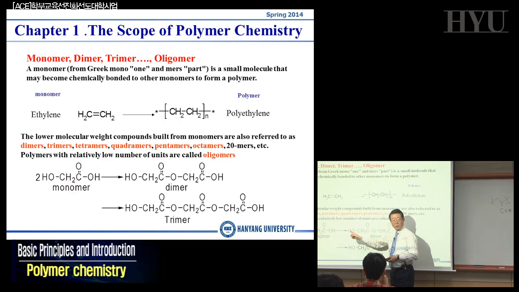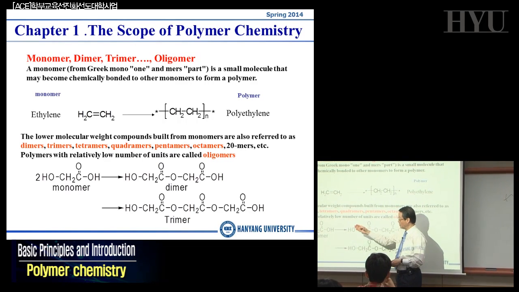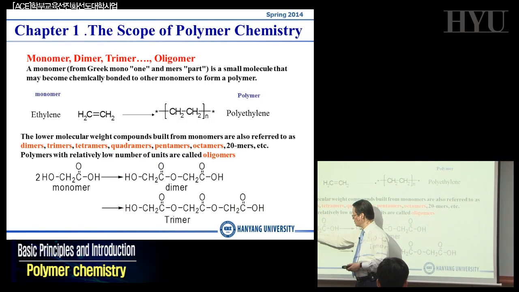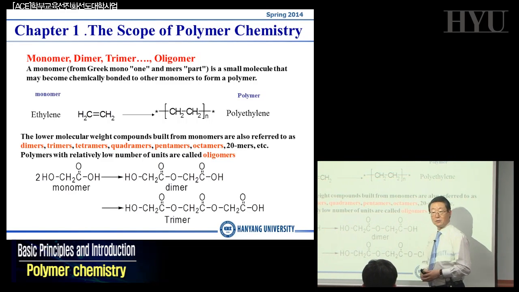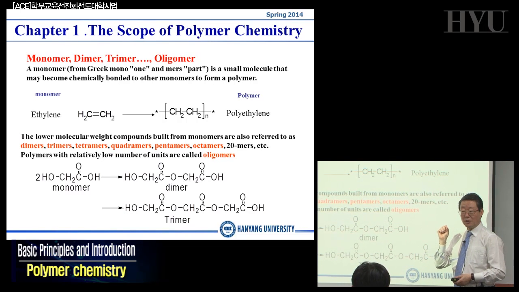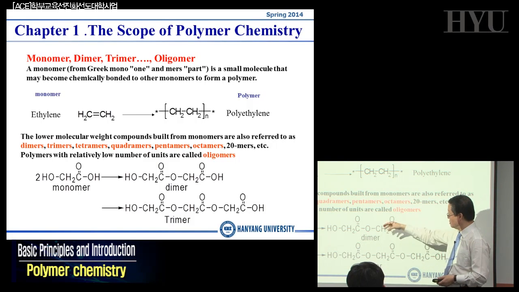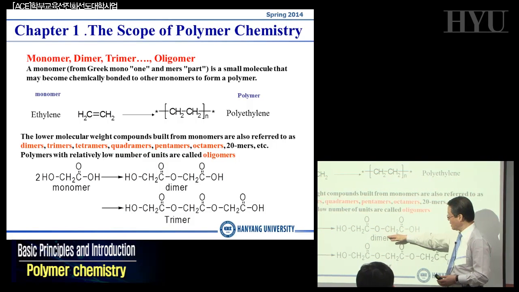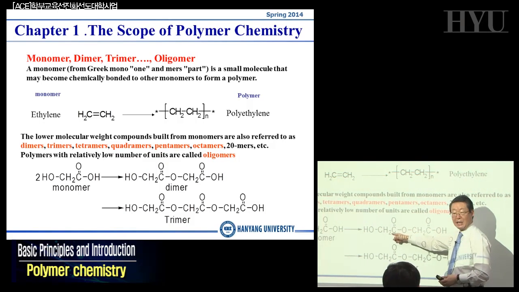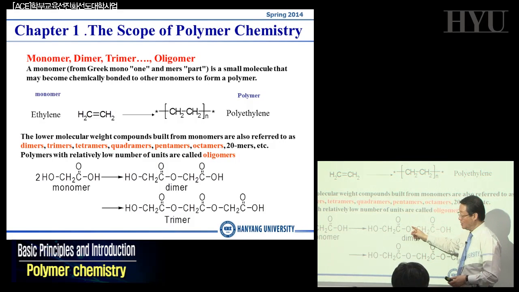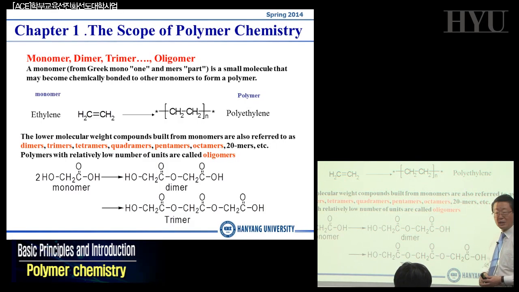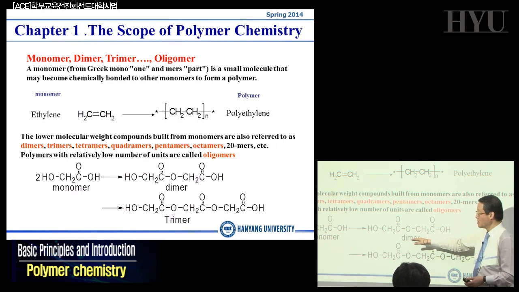If you have only one monomer, then there is no reaction. But if you have two monomers or a higher number, then this hydroxyl, because of the two unshared electrons, becomes a nucleophile, so that it attacks the carbonyl. You remove water out of these monomeric units, so it becomes an ester. We call this an ester unit. You still have a hydroxyl and a carboxylic acid. We call this a dimer.